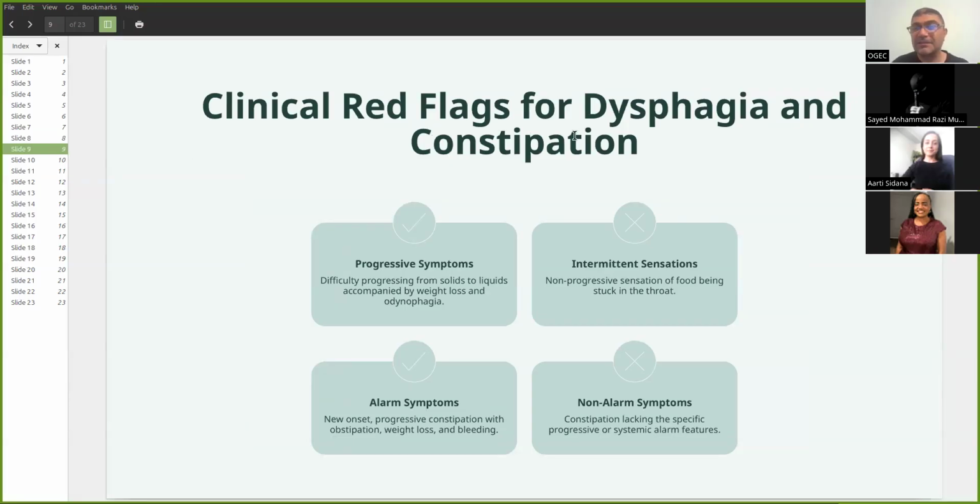So, red flags in dysphagia, constipation, and gastrointestinal symptoms. When the symptoms are progressive, for example in dysphagia, the patient has progressive symptoms from solids to liquids, then to everything, accompanied by weight loss, we suspect malignancy.